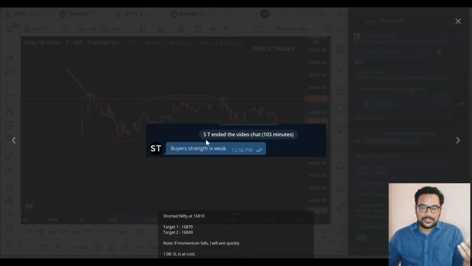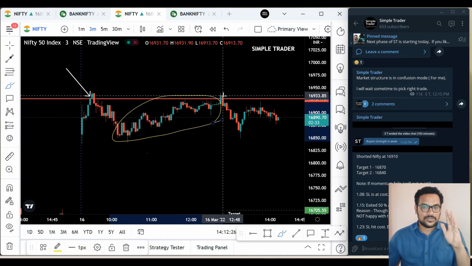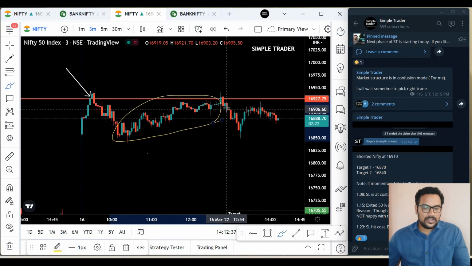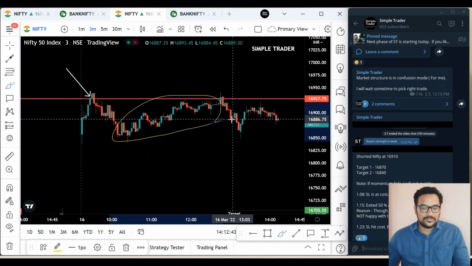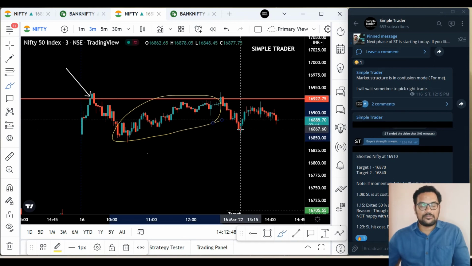And look at this. I was on a call with a mentees group for around 2 hours. I said that the buyer strength is weak at 12:56, which is around 1 o'clock. At this point, I messaged them that the buyer strength is weak. So if buyers are weak, what is the other probability? The sellers come in and take control, right? That is what happened. And here I entered somewhere around 9:10. All I expected is this is my first target, 70, and this is my second target, but it didn't reach my second target. Before reaching my target, the price reversed.